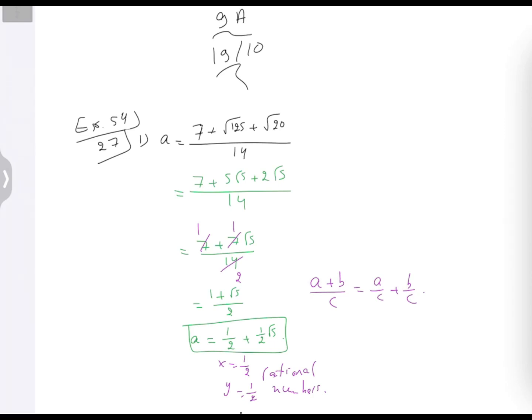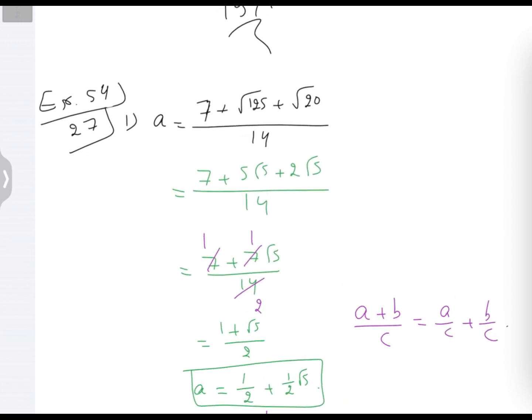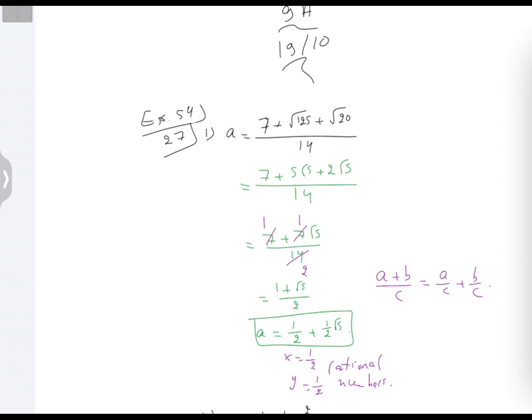Today's session in grade 9A, October 19. We solved first exercise 54. It was homework. We are given an expression A equal (7 plus radical 125 plus radical 20) over 14. First part, write A in the form of x plus y radical 5, where x and y are two rational numbers.